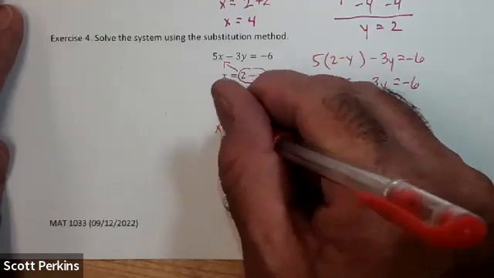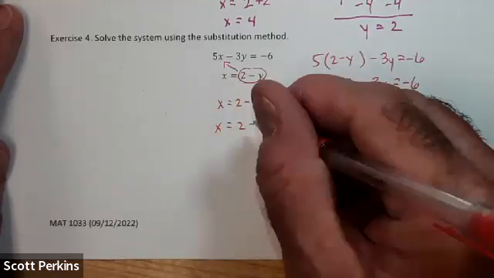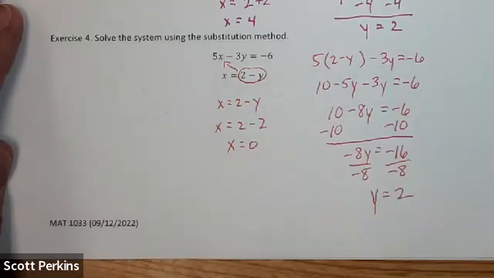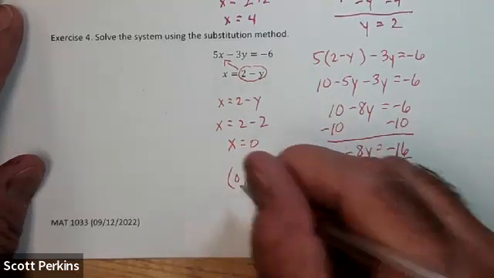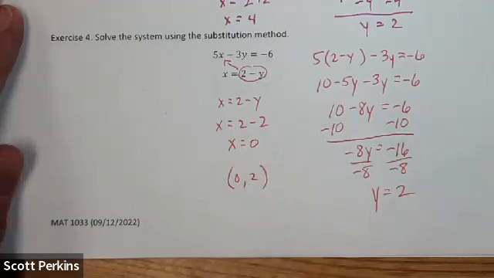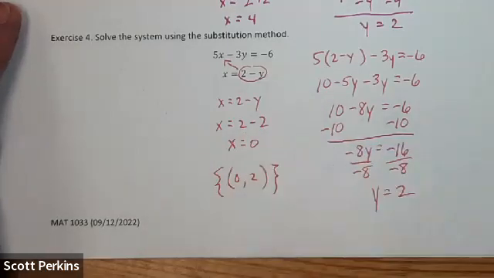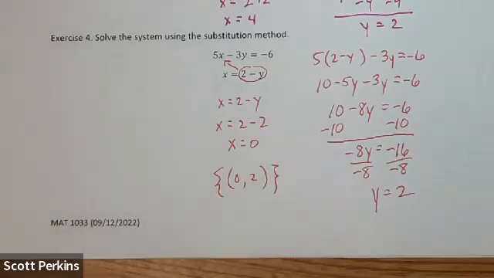So that's x is 2 minus that y value of 2. So the x value is 0. So that means my ordered pair is the x value 0, the y value 2. Since it's a solution set, I put braces around it. And I'm done.